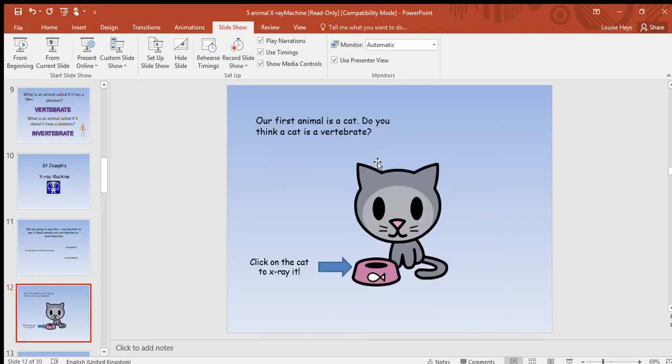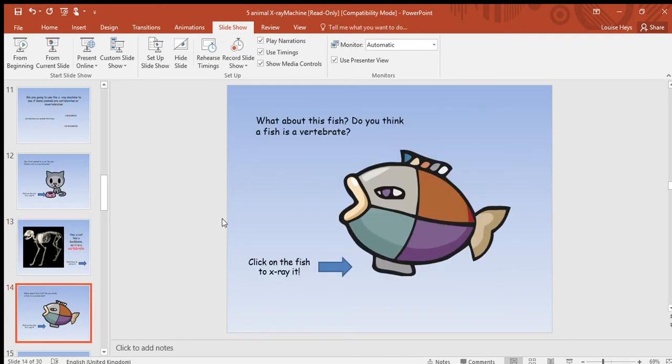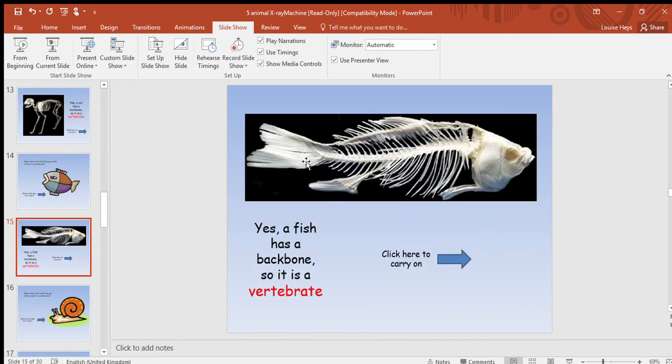So first one. First animal is a cat. So what do you think about a cat? Do you think a cat is a vertebrate? Let's have a look. So, yes, a cat has a backbone, so it is a vertebrate. And there you can see its backbone on that X-ray. Next one is a fish. What do you think about a fish? Is a fish a vertebrate? Well, they are indeed. They do have a backbone, so they are a vertebrate.